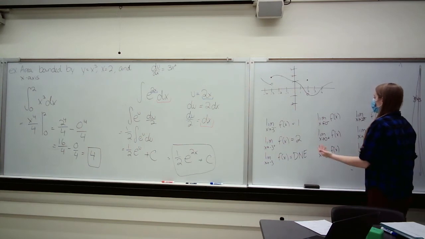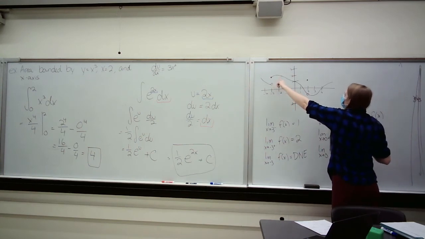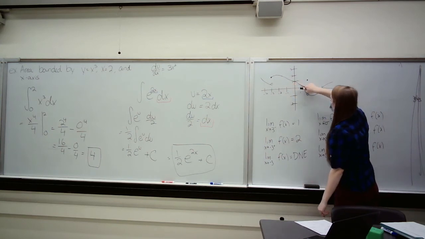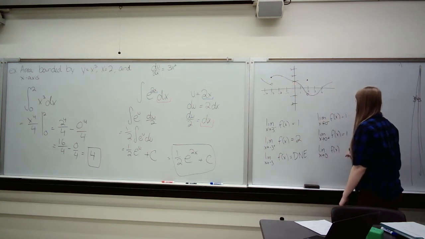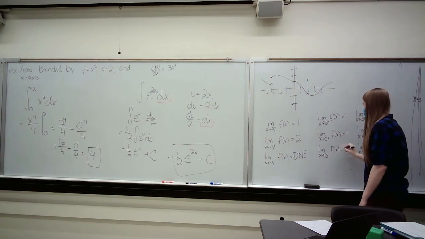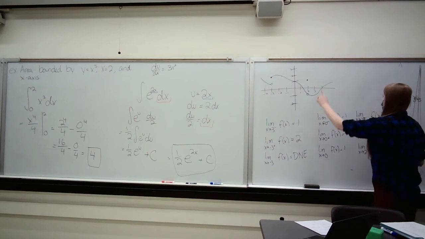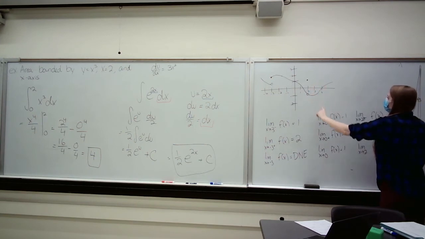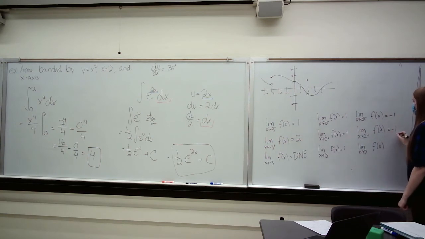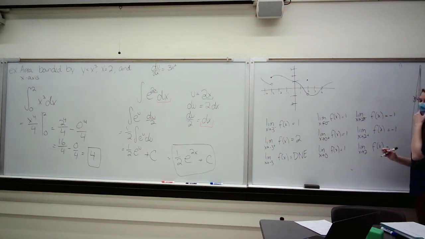Okay, let's look at 0. What does it look like I'm approaching from the left? 1. What about from the right? 1. So what is my overall limit at x equals 0? 1. Good. All right, 2 from the left. What does it look like I'm approaching? Negative 1. And what about 2 from the right? Negative 1. What is my overall limit? Does not exist.